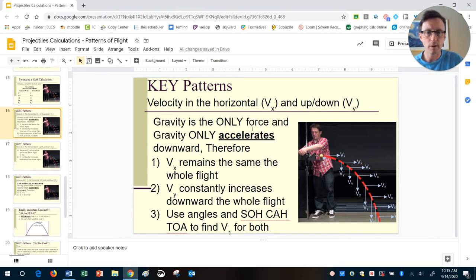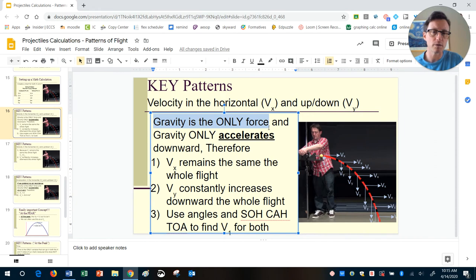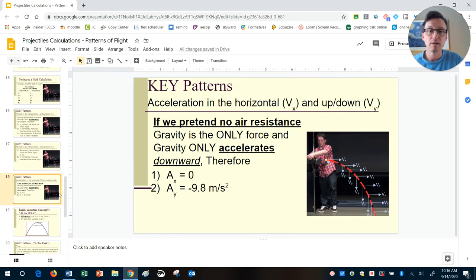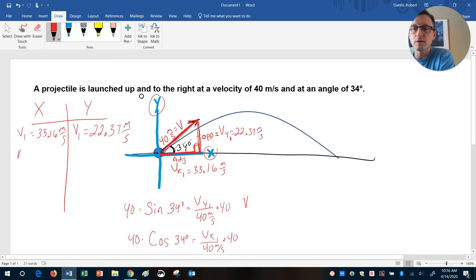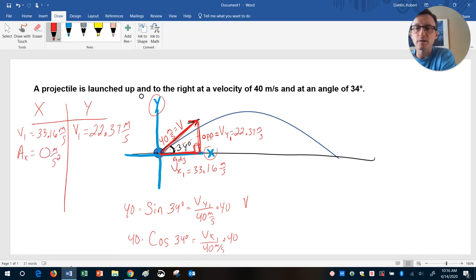We know, actually I'm gonna go here, because gravity is the only force and gravity only accelerates downward, okay? Gravity does not affect the side-to-side direction at all, which means because gravity causes acceleration, if we pretend there's no air resistance, there are zero forces affecting how quickly something moves side-to-side, which means for X, your acceleration is always going to be zero. And that's important for our calculations. Okay, so my acceleration here, I'm going to put AX, is always going to be zero, and the units for that are always meters per second squared.